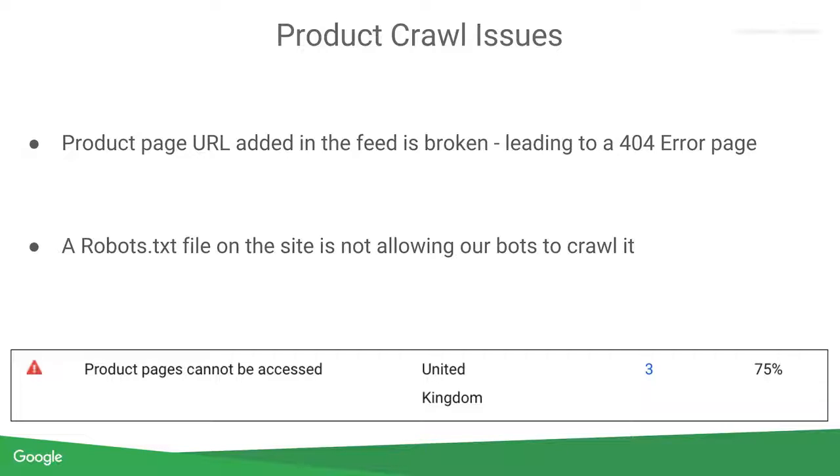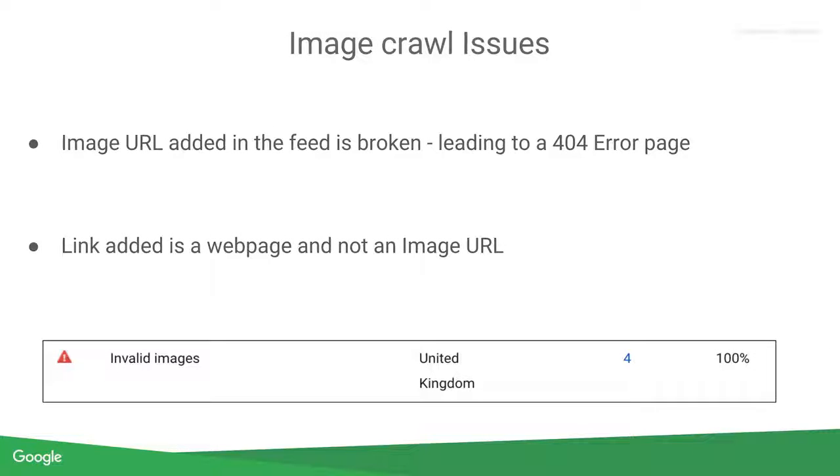Similar to the previous issue, invalid image issues crop up when the link you've specified as the image URL for your product leads to a 404 page and can't be found on the server. It could also occur if you've added the link to a web page instead of an image URL.